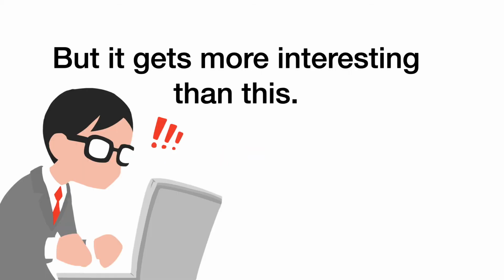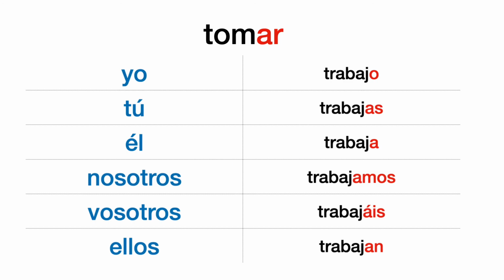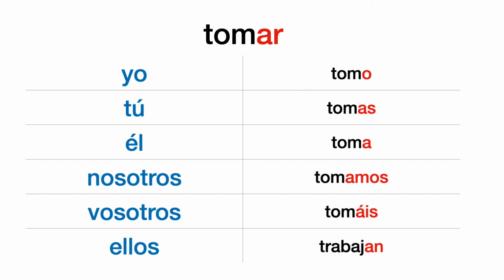But actually, it gets much more interesting than this. Let's take the verb "tomar," which by the way means to take. If you look at "tomar," it's a verb of the first ending, so it just looks like "trabajar," which you have here on the right. So what happens? Well, if we remove the "trabaj," the root of "trabajar," and we keep the ending, we will have the same conjugation: tomo, tomas, toma, tomamos, tomáis, toman. The ending remains the same.